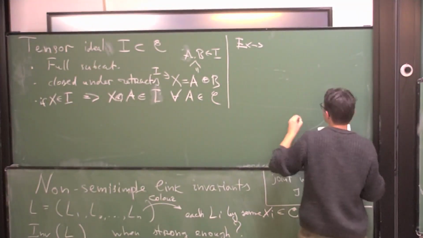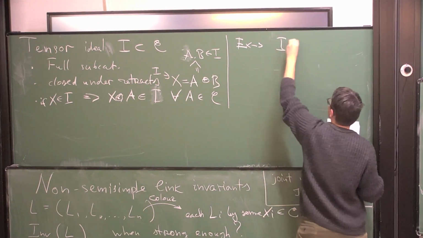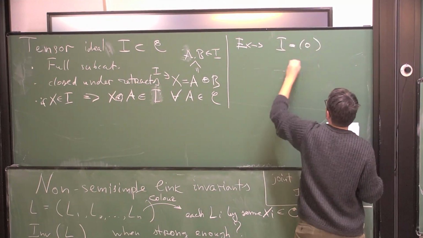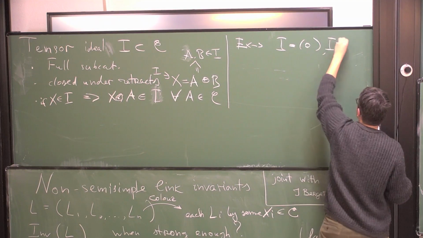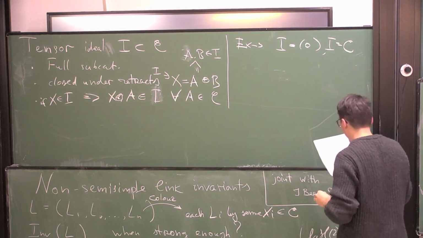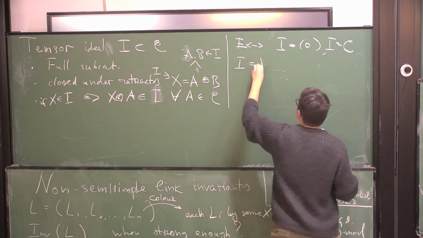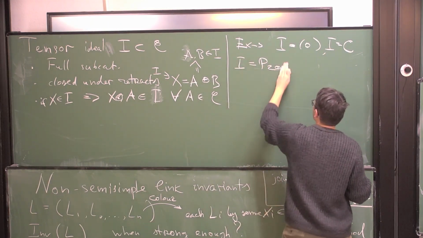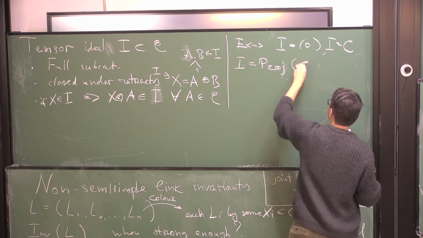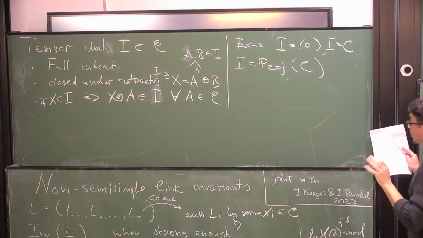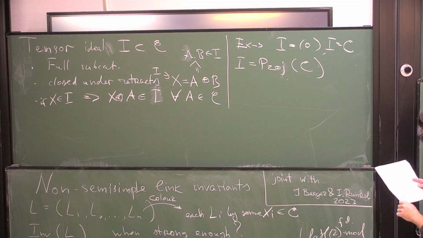So there are trivial examples. I is just 0, or I is the whole category C. These are trivial examples. The other important example: I is a subcategory of projective objects. So a full subcategory of projective objects in C.